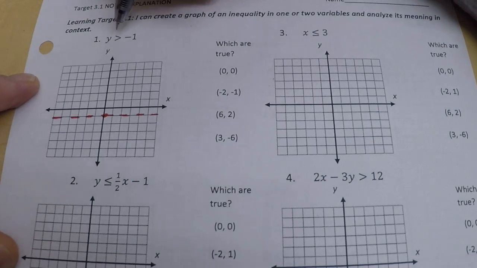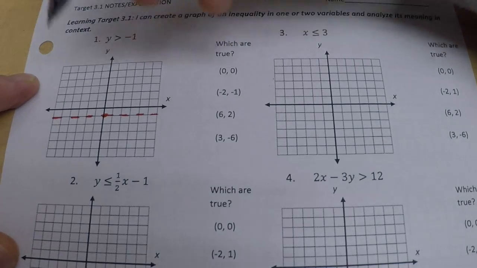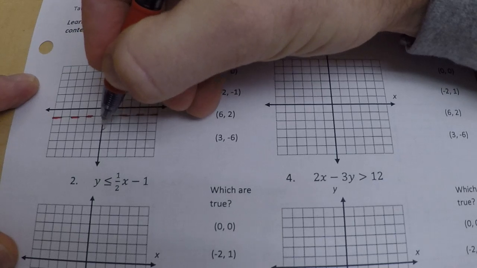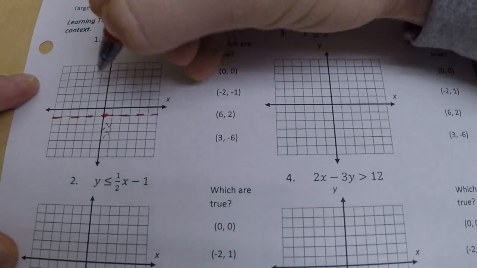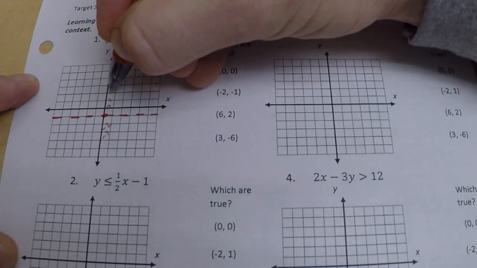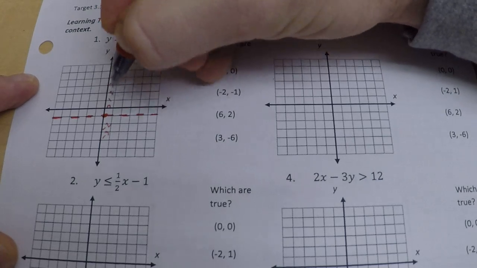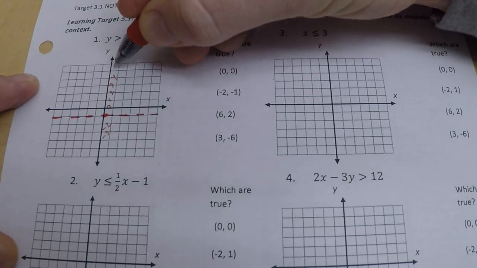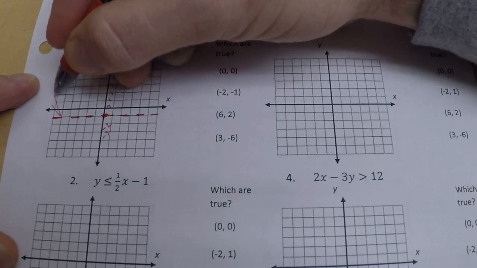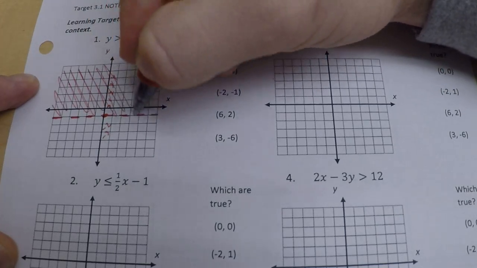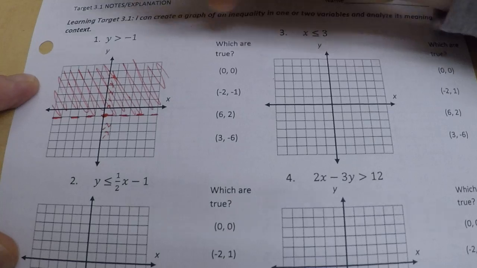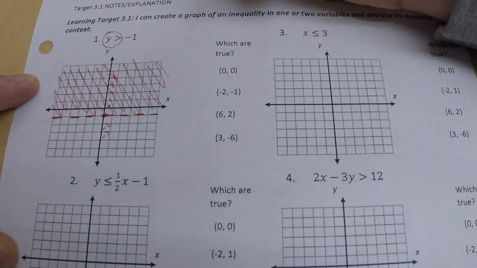Now I want to shade the Y's that are greater than -1. So here it's -1, here it's -2, -3. This is 0, 1, 2, 3, 4, all of these Y's. These Y's are greater than -1, so I'm going to shade up here. So when we see Y is greater, we shade above.